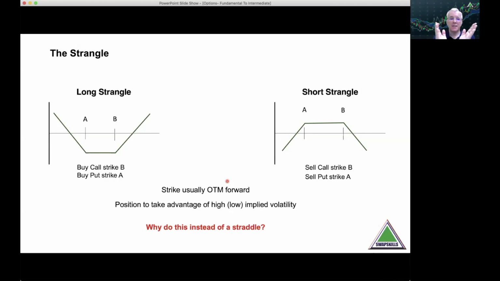Now, if the strike is out of the money, it's less likely to be exercised, which makes the option lower cost. So what it means though, although the option is lower cost, the market has to move further with those options to realize any money for you. But it's just a more conservative way or a cheaper way to put on a view that the market is going to gap one way or the other.